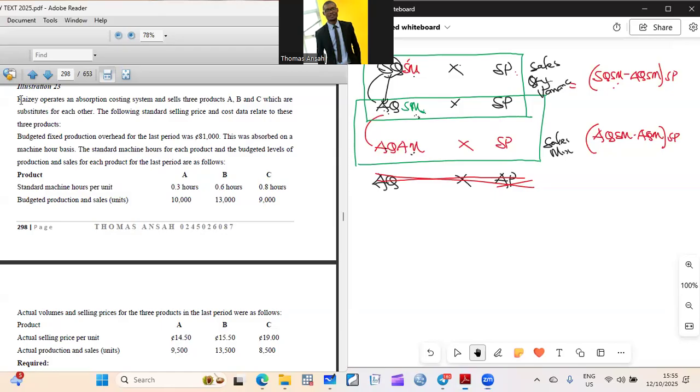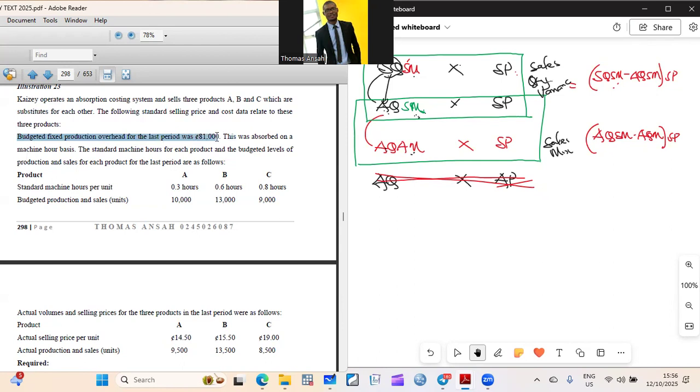All right. So KZ operates an absorption costing system and sells three products: A, B, and C, which are substitutes to each other. Like I said, they are always interchangeable. Substitute. The following standard selling price and cost relate to these products. Remember, the following standard selling price and what? Cost. Budgeted fixed production overhead for the last period was 81,000.